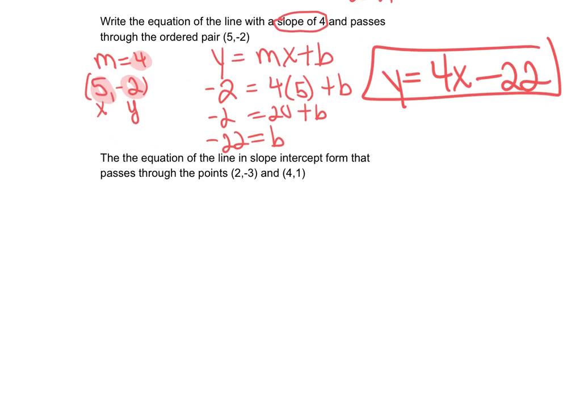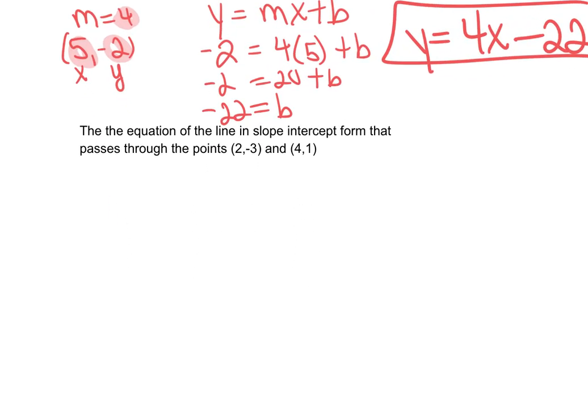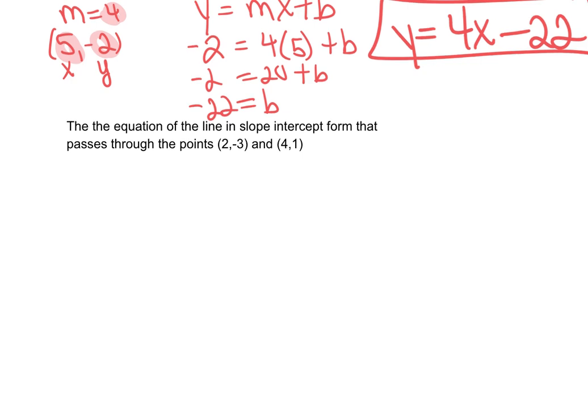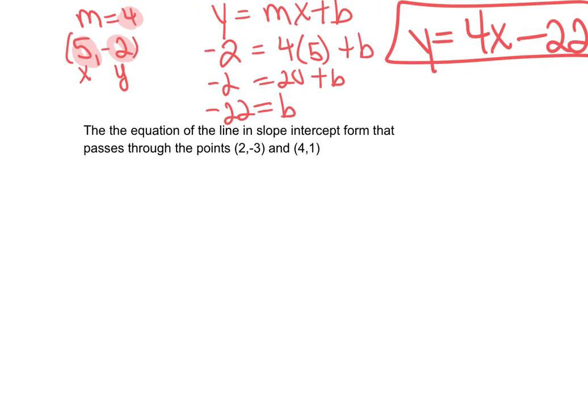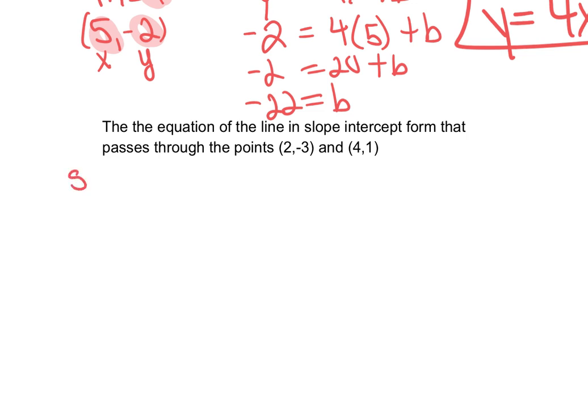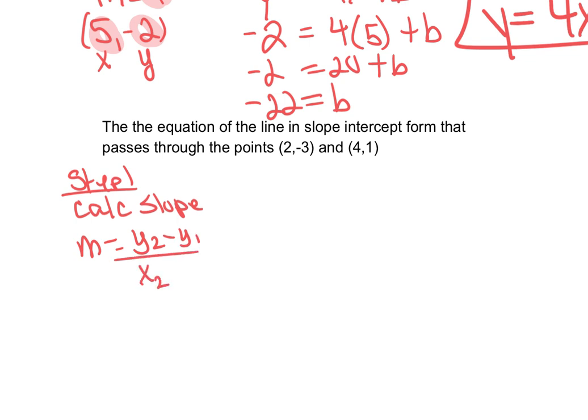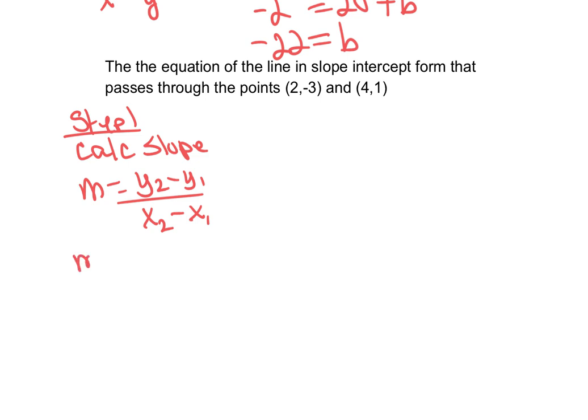Okay, along those same lines, now we're given 2 points instead of a slope and a point. So step 1 is we are going to calculate the slope. And again, we're going to do that with our formula. We have 2 points, so we subtract our y's on the top and we subtract our x's on the bottom, which means our slope is going to be y2 minus y1.